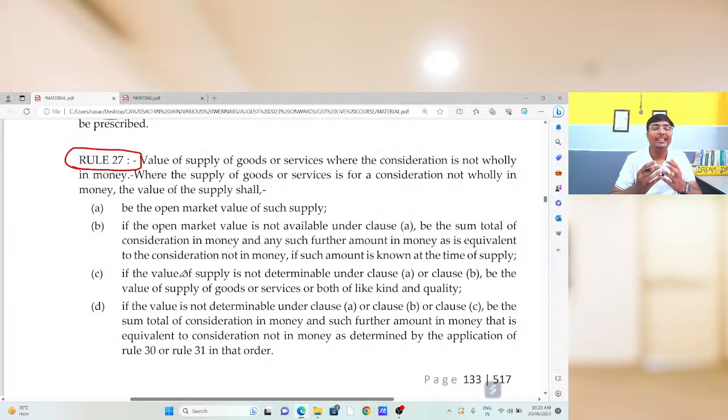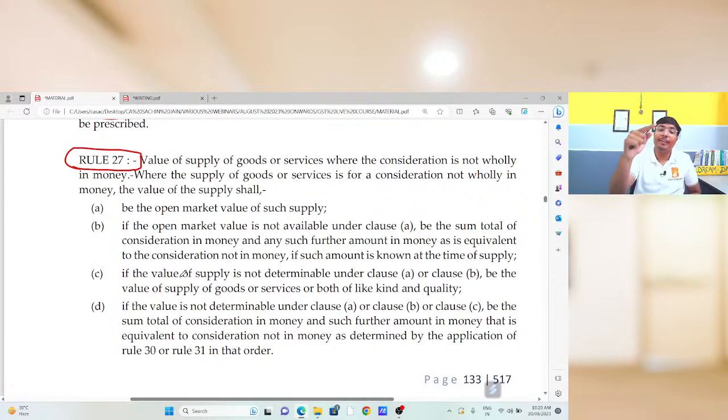Suppose I want to buy one laptop, and for buying that particular laptop, I am going to give that supplier 10,000 rupees and one printer. In that case the complete consideration is not in money. How are we going to decide the value of supply? Because 10,000 rupees is the monetary part, but we don't know the value of that particular printer. So how can we add these two things and decide the value of supply? That is the question.